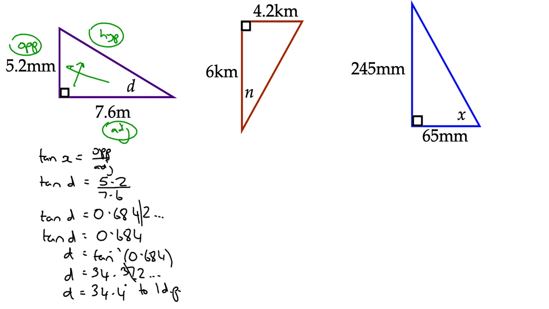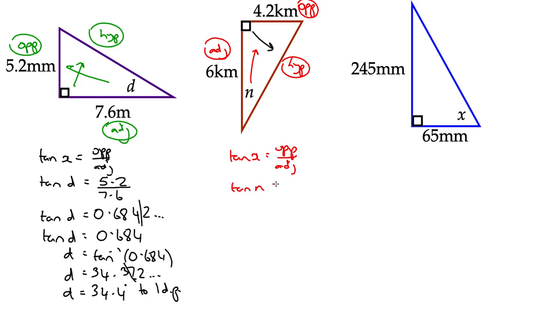This one here, the brown triangle. We've got, I'll change the colour, hypotenuse. We've got this N is up there, so that's the opposite. I've got adjacent, just keep it in red to make it separate from the black. Tan X is opposite over adjacent. This time it's tan N, and we've got 4.2 divided by 6.